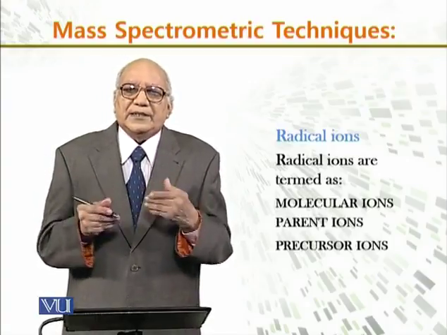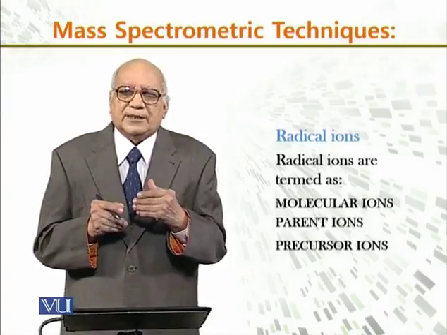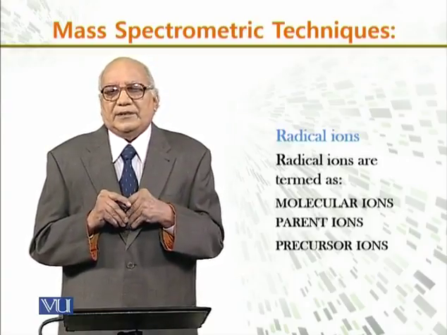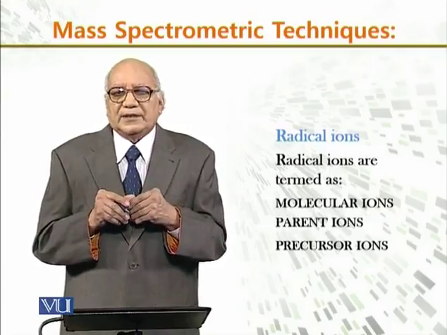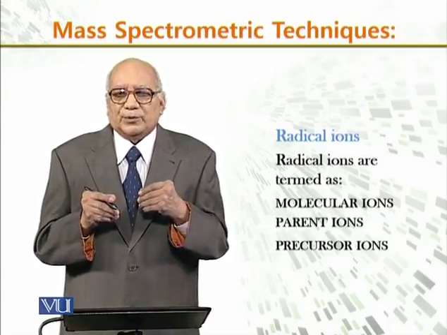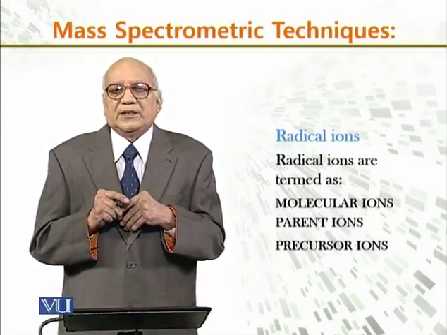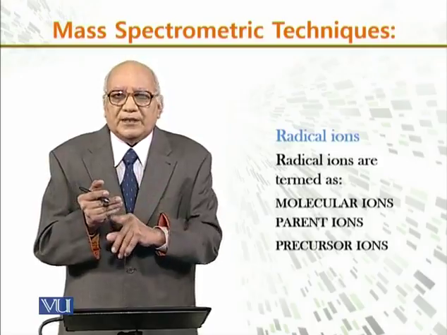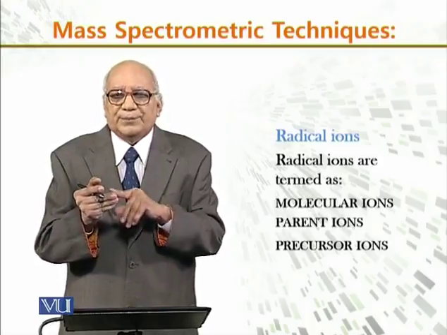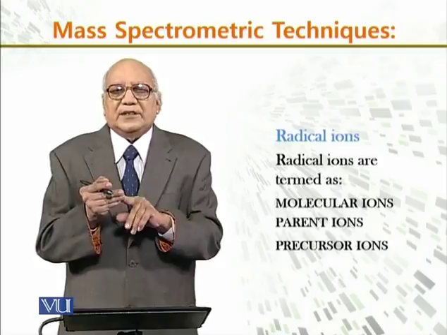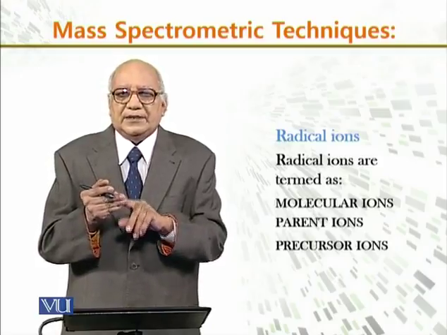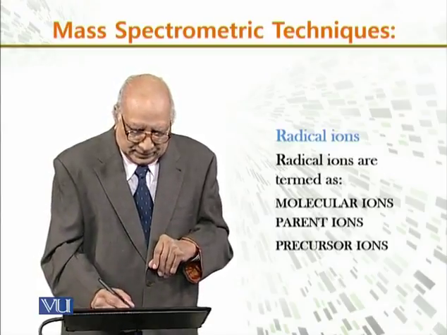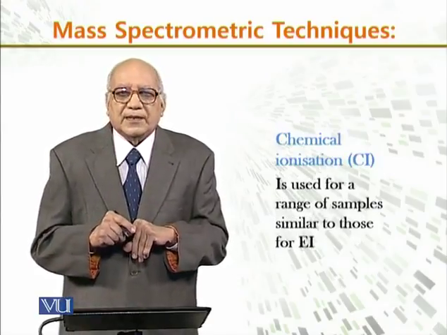Now, the radical ions are termed molecular ions, parent ions, or precursor ions. So they can be termed as molecular ions, parent ions, or precursor ions. That is, these three types of radical ions can be present during this process.